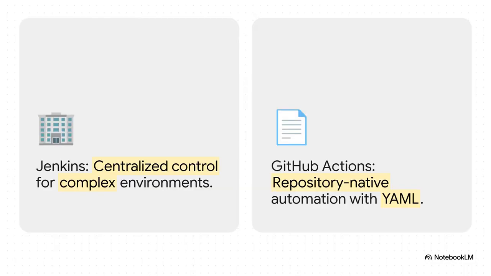Now, the two main factory managers you'll see out there are Jenkins and GitHub Actions. Jenkins is that classic self-hosted workhorse. It's perfect for really complex setups where you need total control. GitHub Actions, though, lives right inside your repo, and it's all driven by these super clean YAML files. We're going to focus on GitHub Actions today, but honestly, the core ideas apply to both.